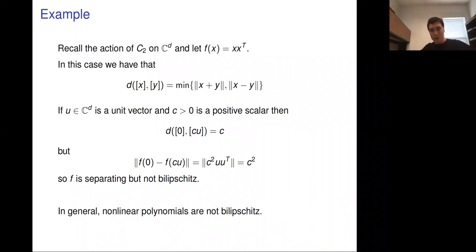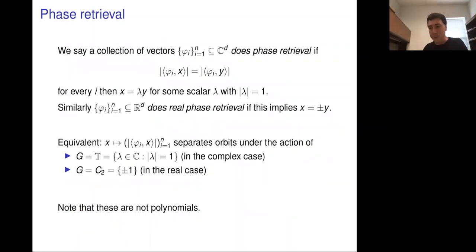But you don't get either the upper or the lower bound here. So even though this map is separating, it's not bilipschitz. And in general, whenever you have nonlinear polynomials, they're not going to be bilipschitz. So if you want bilipschitz things, this kind of looking around in polynomials is not necessarily the way to go.